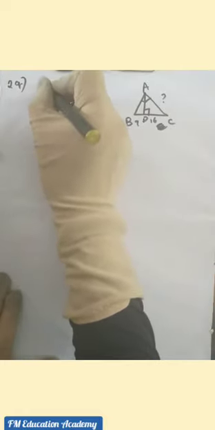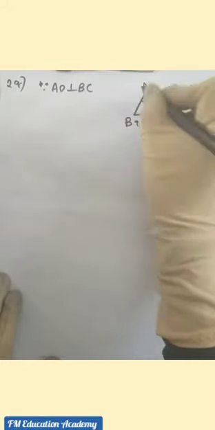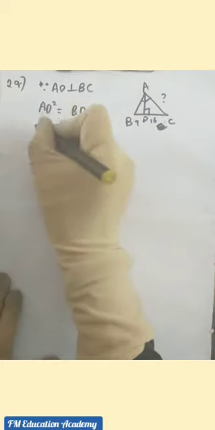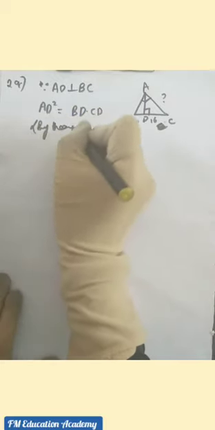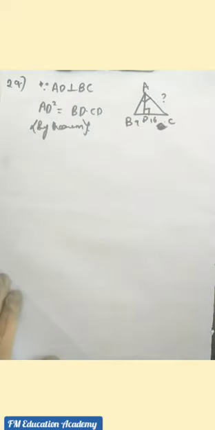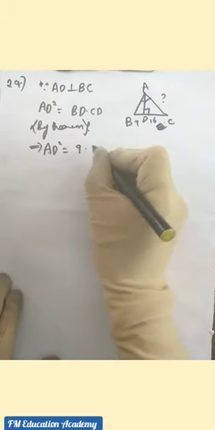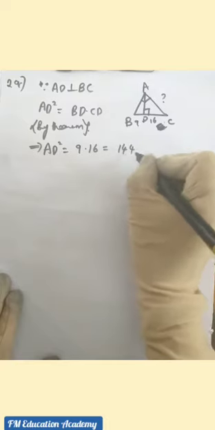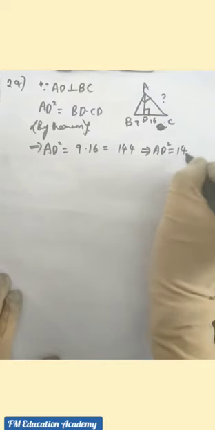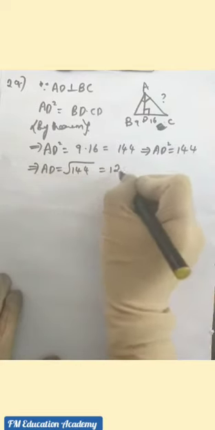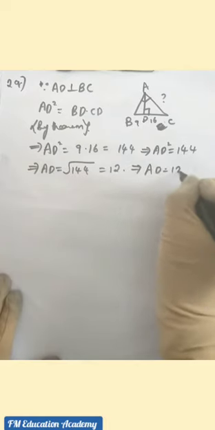Since AD is perpendicular to BC, we have this perpendicular square. AD square will be equal to BD into CD. Remember that. That is a theorem, which we have in similar triangles. So what is AD square? BD value is given, substitute 9 into CD value 16. 16 9s are 144. So AD square is equal to 144, but we want AD, not AD square. So AD is equal to square root of 144. We know square root of 144 is 12. So we got AD value as 12 centimeter.